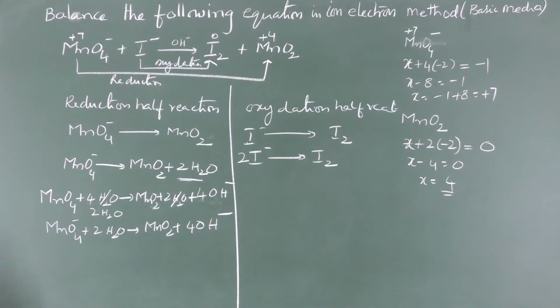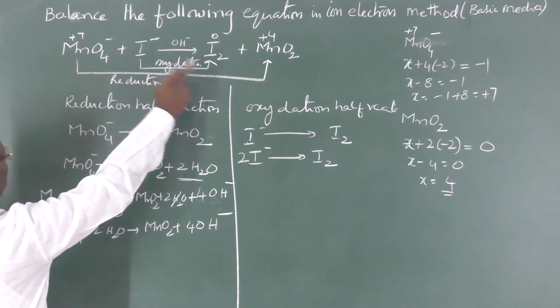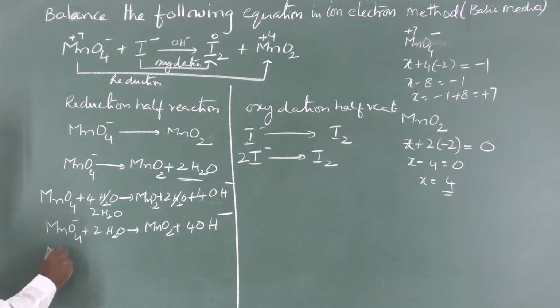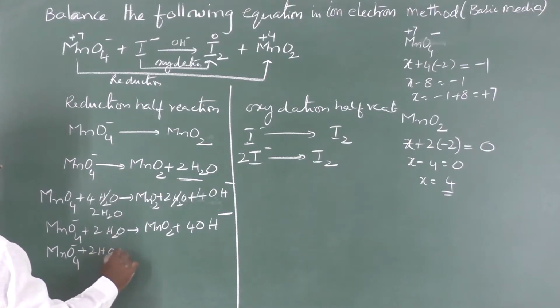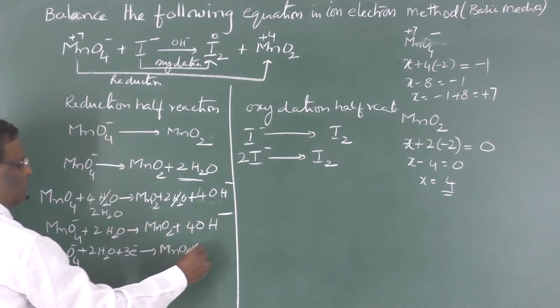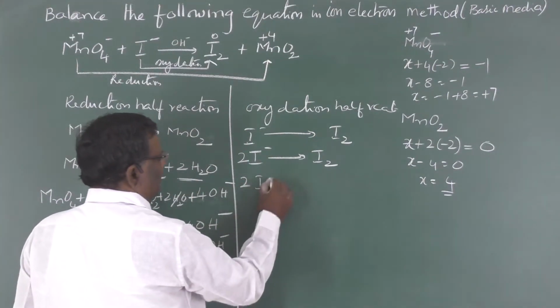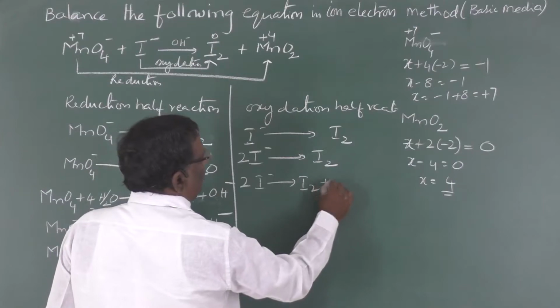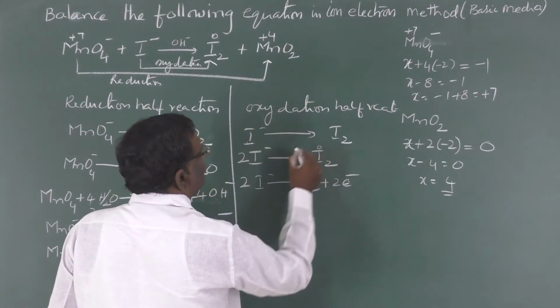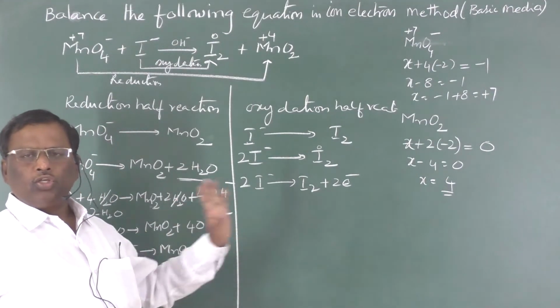Now hydrogens are balanced, oxygens are balanced. Now we have to represent electrons. So here in this reduction reaction, the change of oxidation state is from +7 to +4. That means 3 electrons are absorbed. Only 1 manganese is there. MnO4 minus plus 2H2O plus 3 electrons gives MnO2 plus 4 OH minus. Here 2 electrons are released. 2I minus gives I2 plus 2e minus, because here it is 0, here it is -1. -1 to 0, 1 electron from 1 iodine. 2 iodines are there, 2 electrons are released.